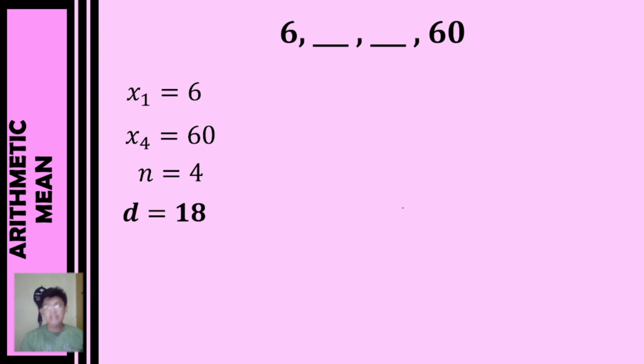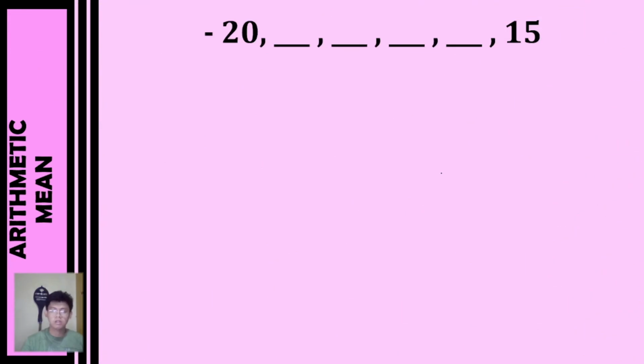then add 18 consecutively. Okay, so we have 6 plus 18, that is 24. And 24 plus 18, it will give us 42. And 42 plus 18, it will give us 60. So that's it. Our arithmetic sequence is complete. Alright. Okay, let's have our last example for today.